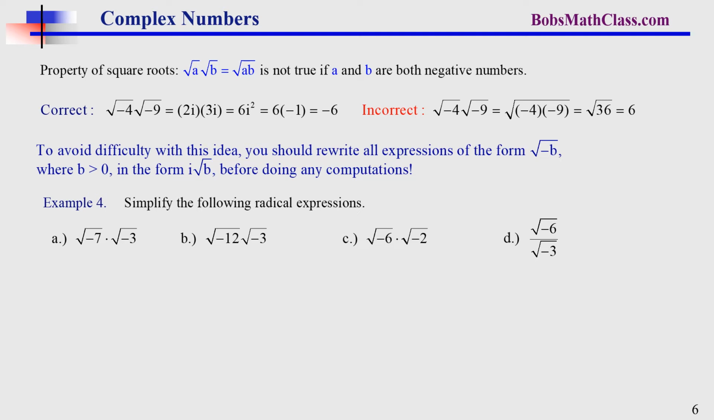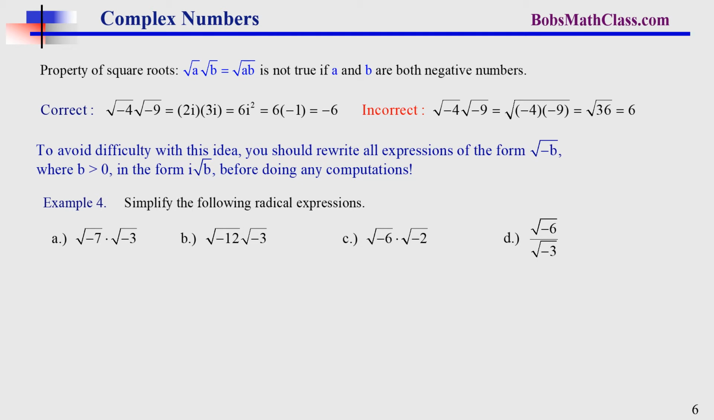Okay, so what we have to do is simplify first before we can multiply. So I put two problems here, the same problem actually done differently. And the first one on the left is correct. So let's look at that. Square root of negative 4 times the square root of negative 9. Well, what's the square root of negative 4? That's 2i. And the square root of negative 9, that's 3i.